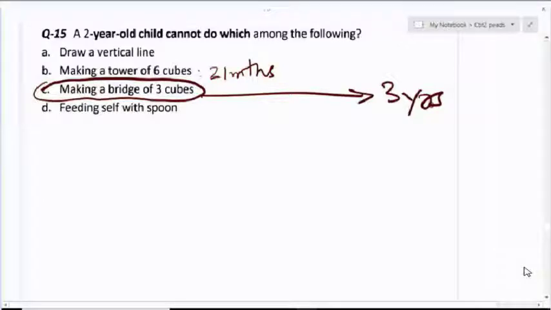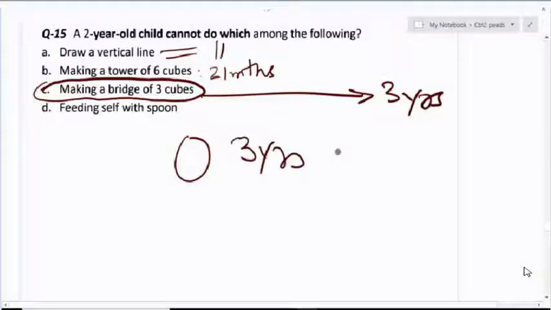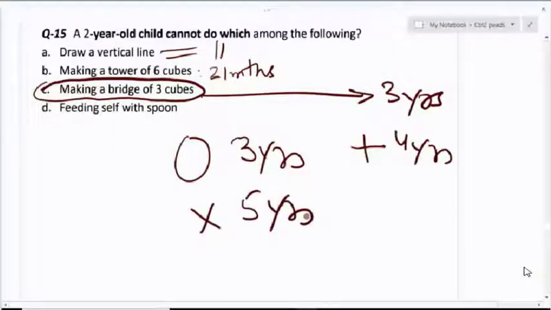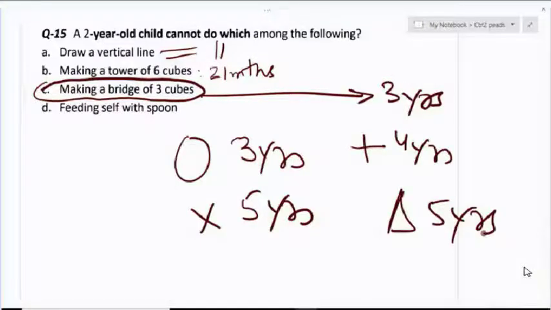Vertical and horizontal lines a baby can make at 2 years. He can also feed himself with a spoon. Of course, everyone knows about circle at 3 years, plus sign at 4 years, multiplication sign at 5 years, a triangle at 5 years. But a bridge of 3 cubes is at 3 years.